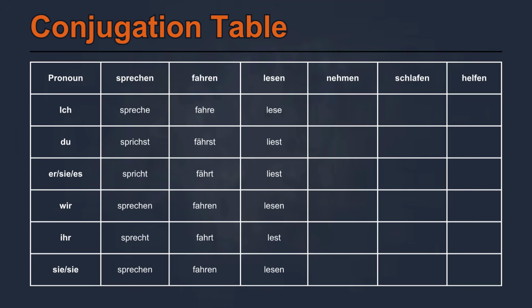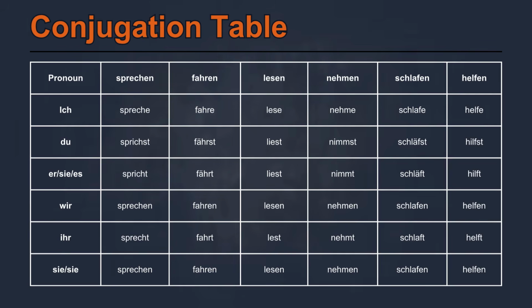Lesen, to read, pattern 1a, e to ie. Ich lese, du liest, er liest, wir lesen, ihr lest, sie lesen. Nehmen, to take, pattern 1b, e to i. Ich nehme, du nimmst, er nimmt, wir nehmen, ihr nehmt, sie nehmen. Schlafen, to sleep, pattern 2, a to ä. Ich schlafe, du schläfst, er schläft, wir schlafen, ihr schlaft, sie schlafen.